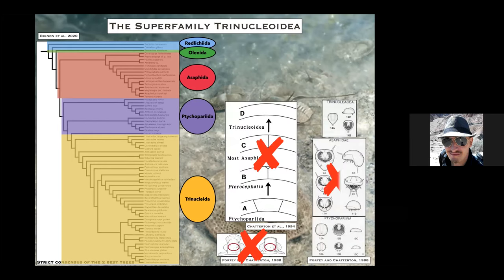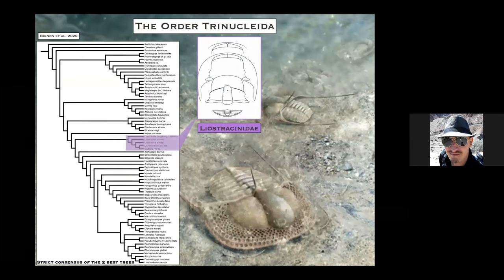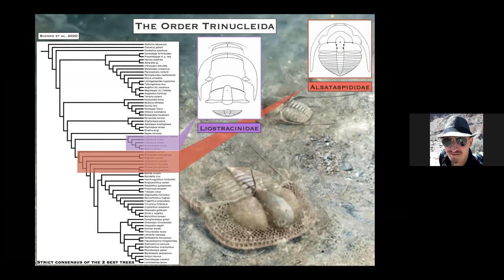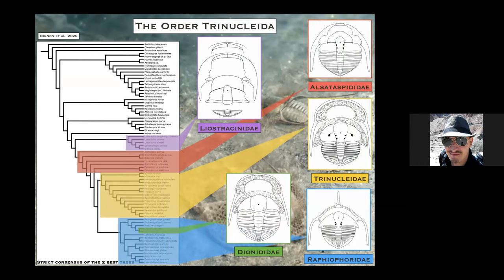So the previous characters used to link Asaphida with Trinucleida appear to be morphological convergences, which led us to define various morphotypes of globular protaspis, which will most probably be useful in future studies on trilobites. Now, if we take a deeper look at the evolution of the Trinucleida, it appears that the Liostracinidae are a sister group of all the other members of this group. The Alsataspididae are strongly paraphyletic. Trinucleids and Raphiophorids appear as sister groups. And surprisingly, the Dionididae are considered as a subclade of the family Raphiophoridae.